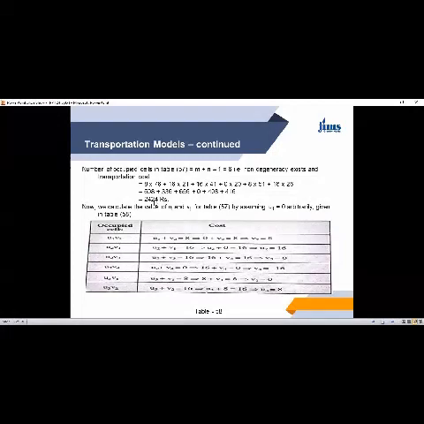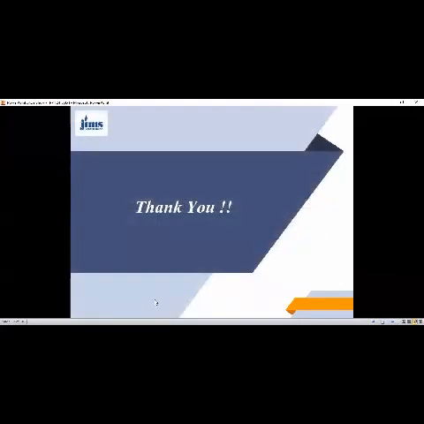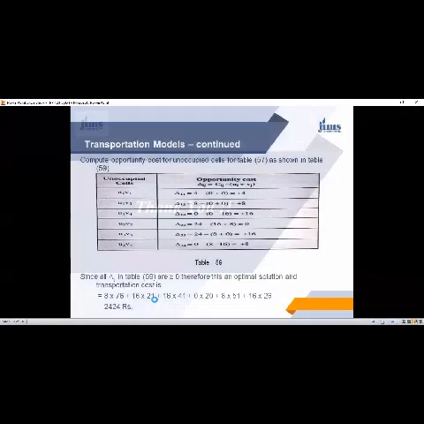So this process will be repeated till we get all the values of the unoccupied cells as positive. So now see here, all the positive values, so this optimal solution has arrived. So what is the optimal solution? Optimal solution is rupees 2424, and this is the way we solve the unbalanced problem.